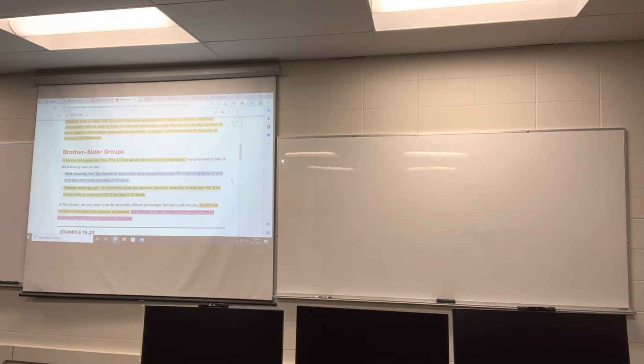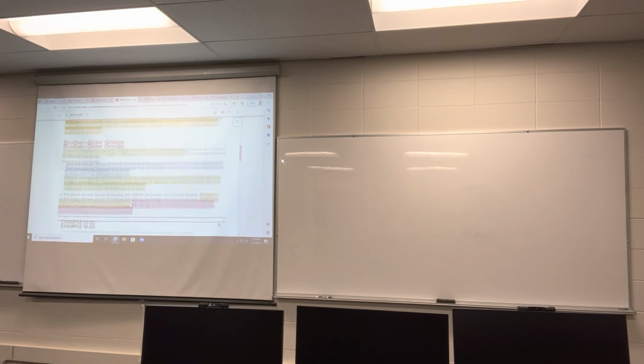And then there's the common ownership test. The shareholder group has identical ownership of more than 50% of the voting power, or more than 50% of the value of all shares. That one's conceptually a little bit harder to grasp. At least it is for me.